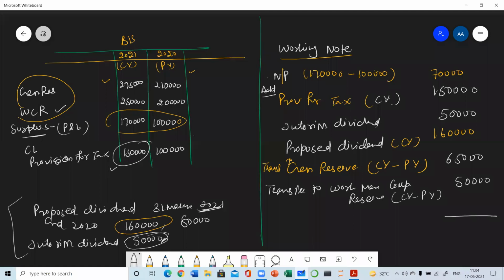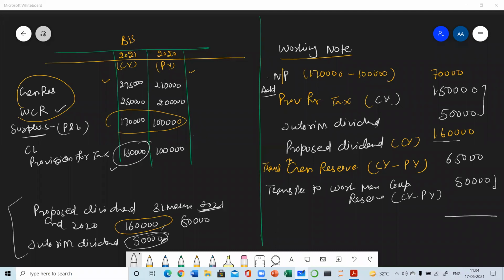Otherwise, first of all, you have to add all these items. Kindly do the total of all these items. I am waiting for your answer. Do the totaling of all these items. Yes, 150 plus 50, 2 lakh, 2 lakh plus 50, 250, 250 plus 160, 250 plus 150, 4 lakh, 4 lakh 10,000, 410 plus 70, 480. Yes, you can tell me the answer, please. What is the answer? I am waiting for your answer.